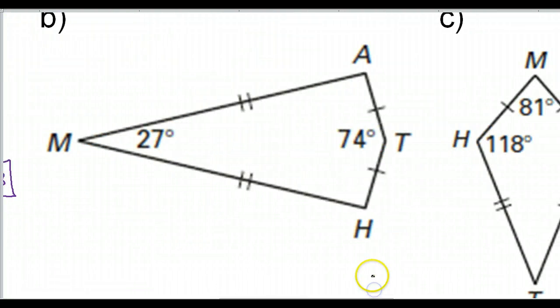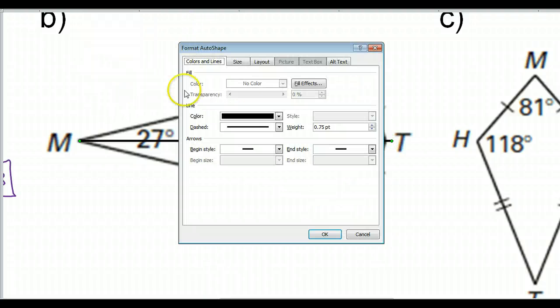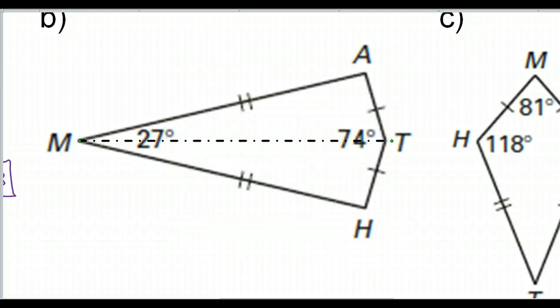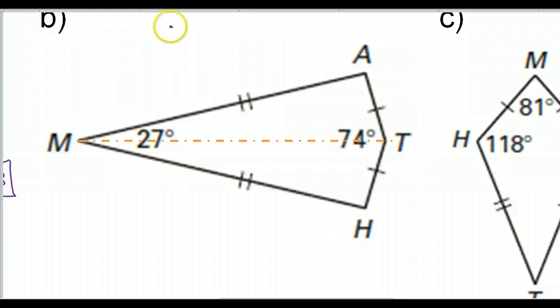For part B, in a kite we have symmetry. There's one line of symmetry. So this line right here is a line of symmetry for the kite. That means angle A and angle H should be the same thing. Whatever angle A is, angle H is going to be the same thing because of symmetry.